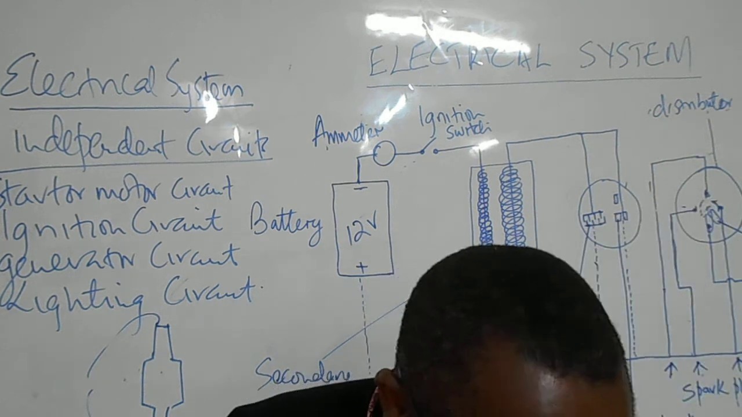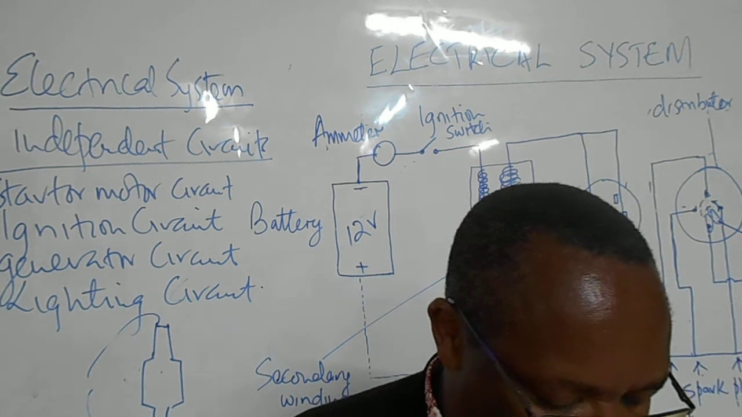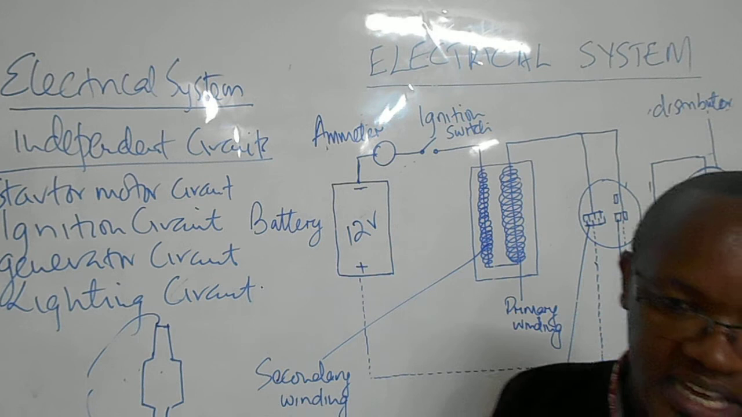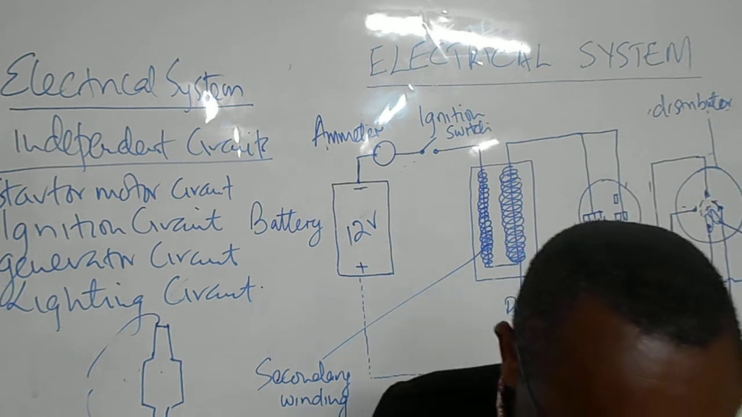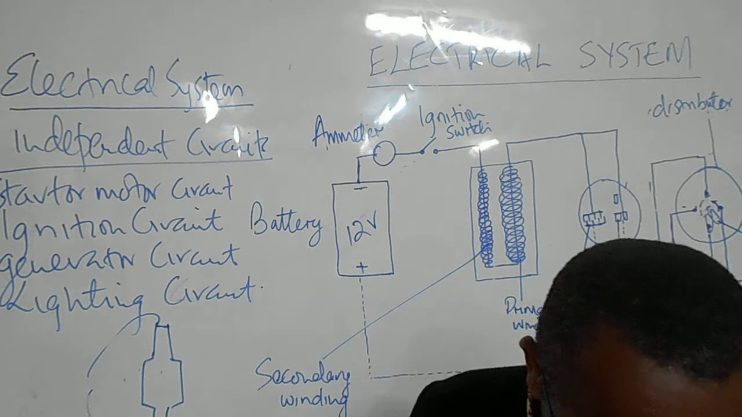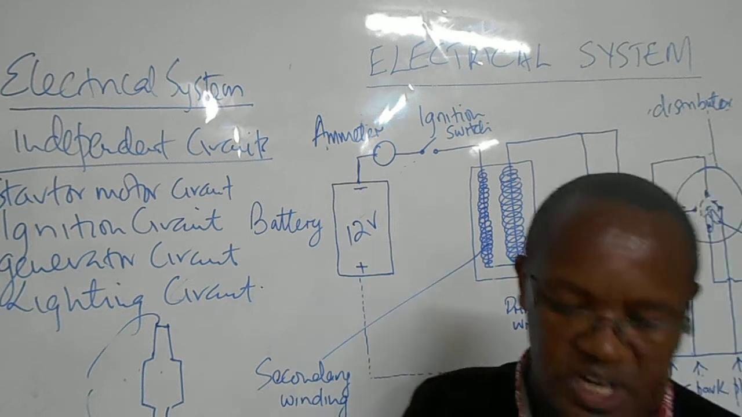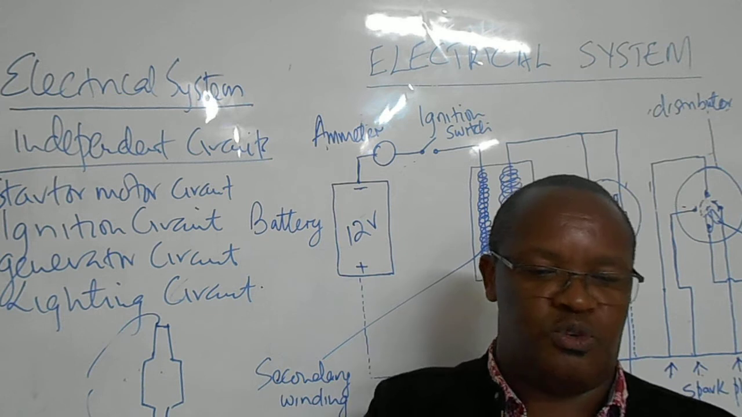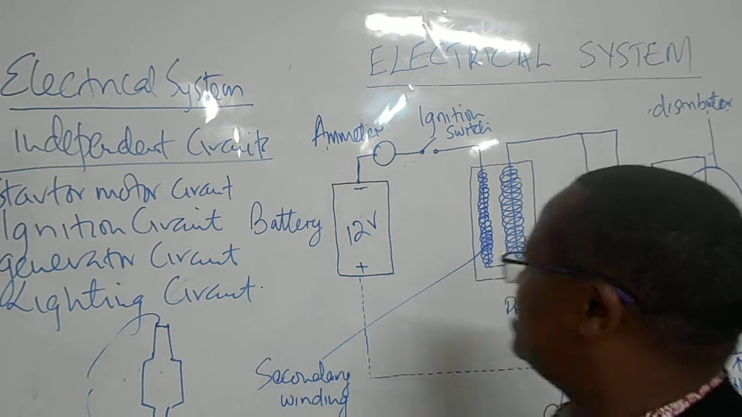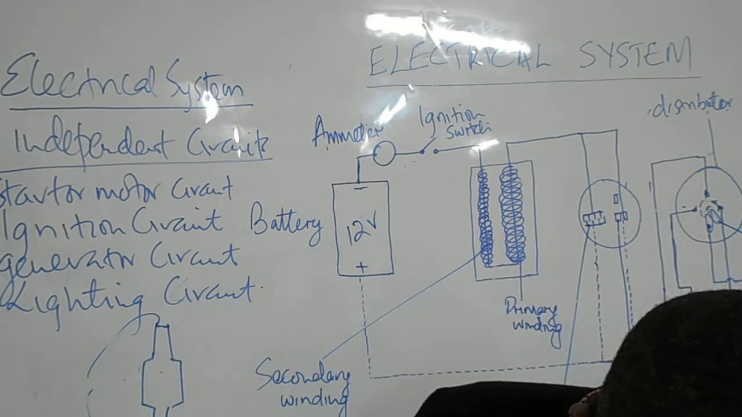So at this point, I want us to look at the different parts of the electrical system. We will not be able to look at all of them, but at least we can look at some of the main parts. The first one is the battery. The battery, of course, stores electric energy. Then we have the ignition coil. I told you the function of the ignition coil is simply to step up battery voltage from 12 to 6,000, so that it can be enough to produce a spark in the spark plug in the combustion chamber. Then you have the distributor. A distributor distributes the high voltage current to the spark plugs in a certain firing order.